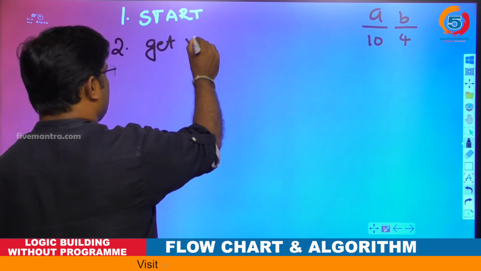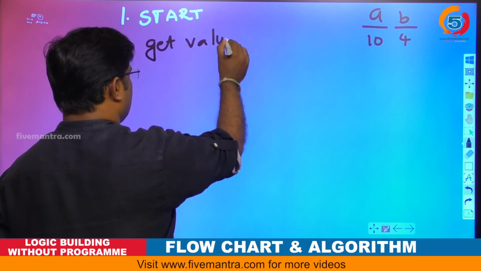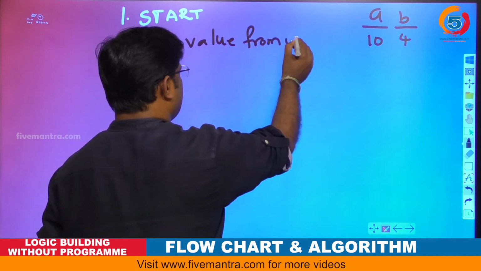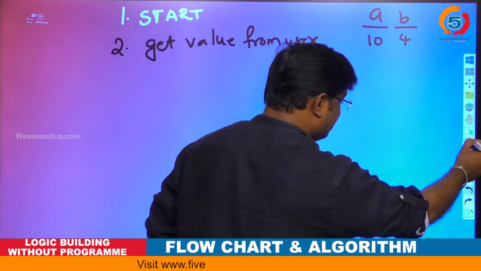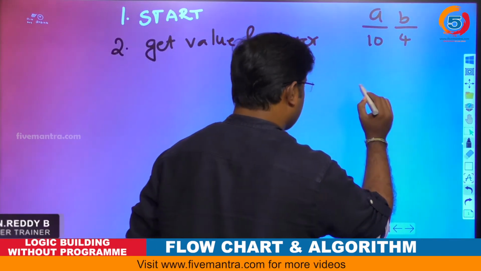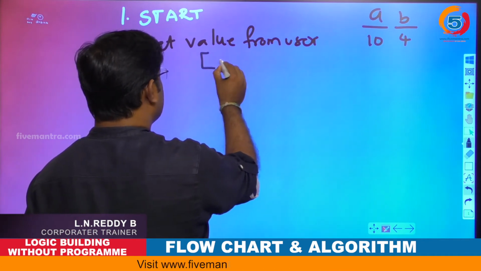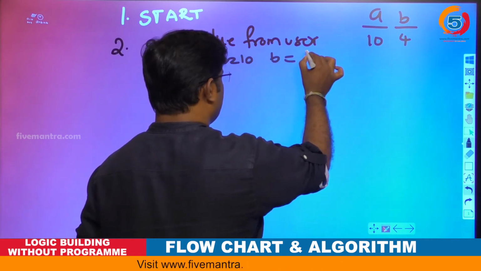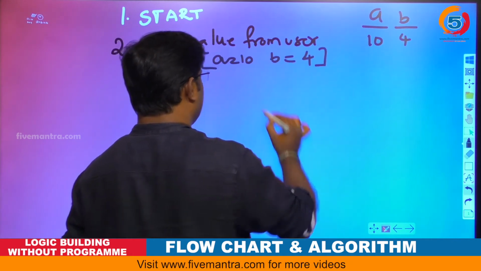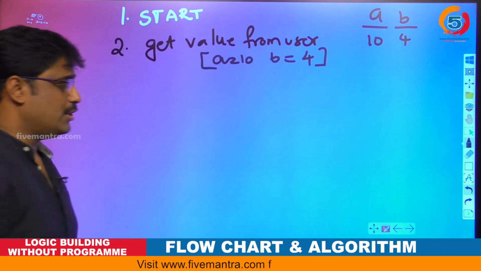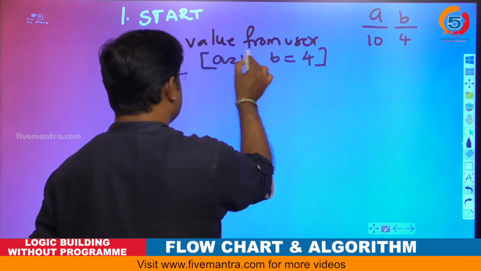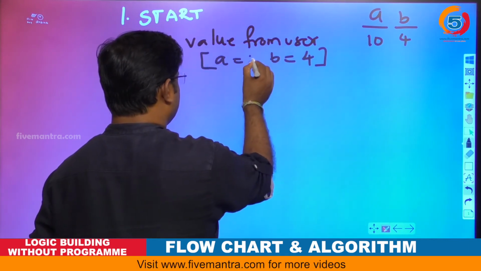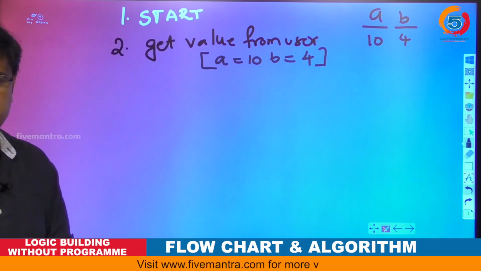Get value from user. Now I'm assuming two values: one is a equal to 10 and the other is b equal to 4. This is the value I have. I am just clarifying this: a equal to 10, b equal to 4.